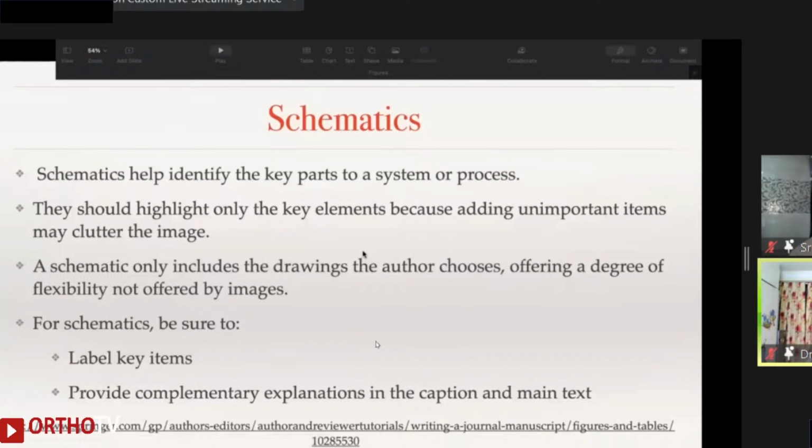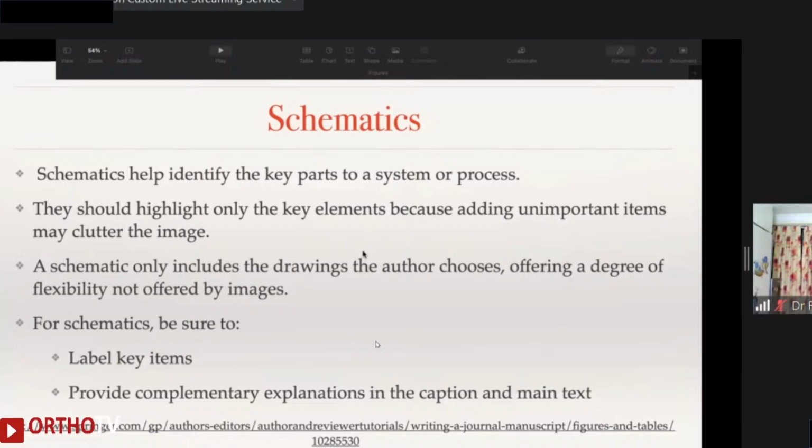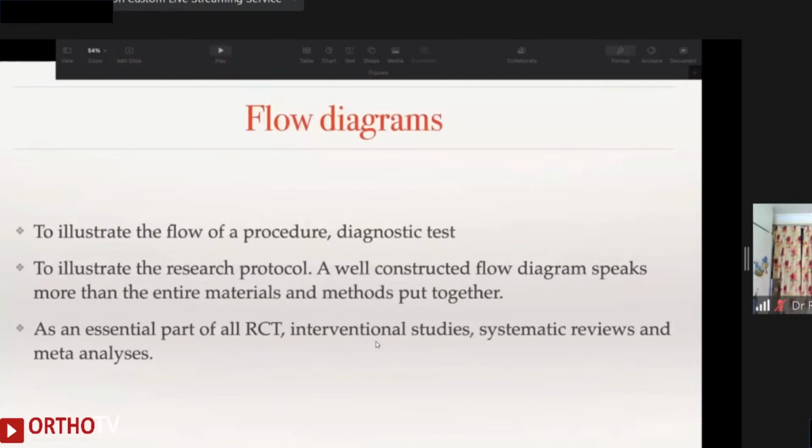When you do that, you end up cluttering your image, and your reader might simply skip it. And so the value that you want from the schematic will not be there. So it not only includes the drawings that the author chooses, offering a degree of flexibility, which is not there in an image. So a schematic is good. For schematics, again, label and give complementary explanations in the caption as well as in the main text.